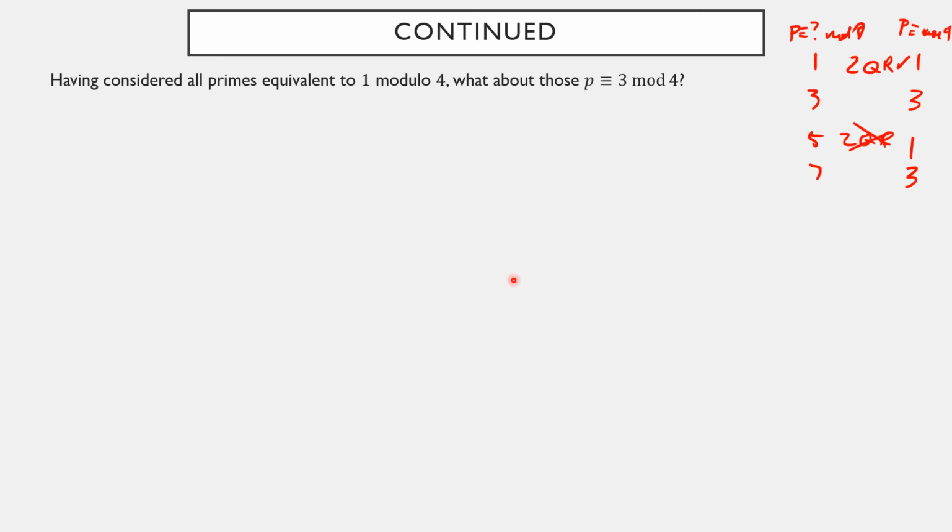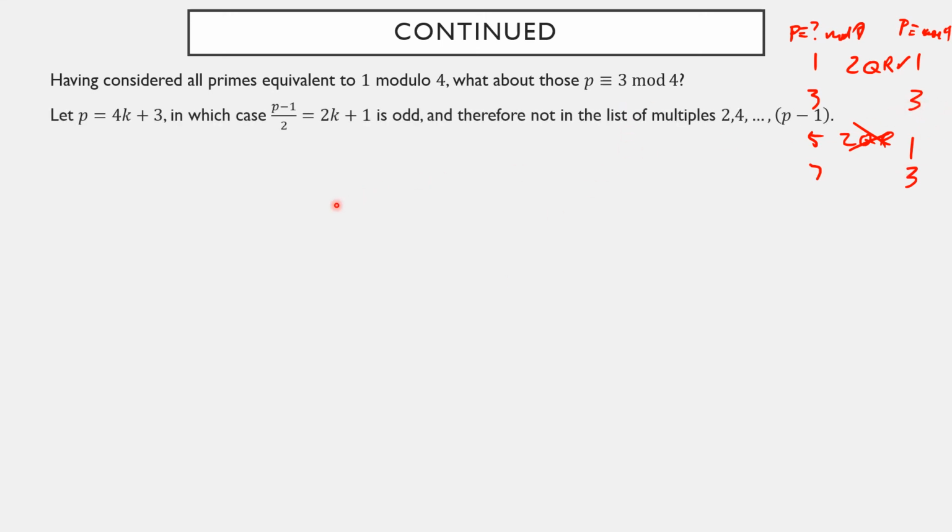So now what we have to address is, what about the primes equivalent to 3 mod 4? So p in this case is 4k plus 3. So (p minus 1) over 2 is an odd number. So therefore, this value can't be in the list of multiples. My multiples of 2 are all even. This is an odd number, so it's not in the list. So which multiples are less than or equal to (p minus 1) over 2? Everything up to 2k is less than or equal to 2k plus 1. The next multiple of 2 would be 2k plus 2, which is bigger.